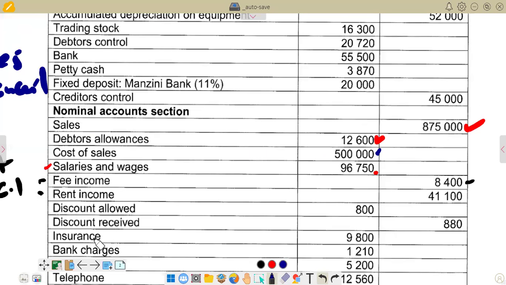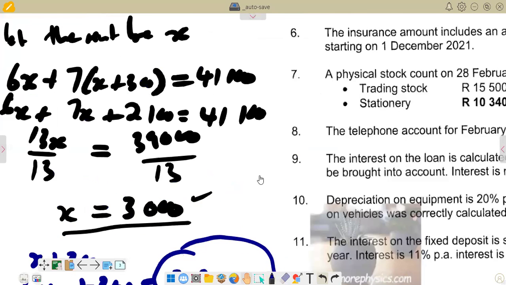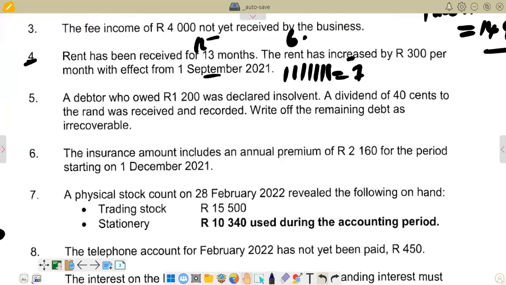We go again to check the next one. We go to the insurance, 9,800. We check on insurance. We've got 9,800. Then we see that insurance is not pre-entered, so we go to the additional information to see anything that is explaining insurance. We see at number 6 there is something. The insurance amount included an annual premium of 2,160 for the period starting on 1 December 2021.